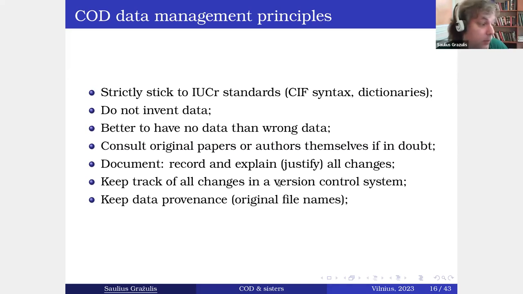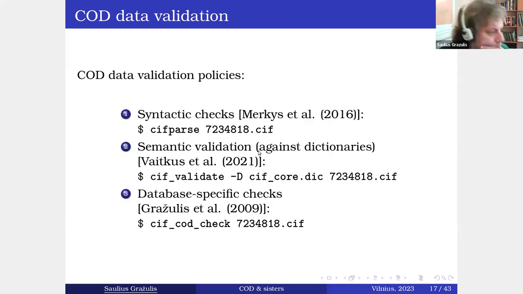And we also keep as much as possible the data provenance, where the files came from. So of course we have all bibliographic references to original data, and we have original file names. Unfortunately, the supplementary material data files can change their names without notice. So tracking them back is not fully automatic, but at least we do the best that is possible.